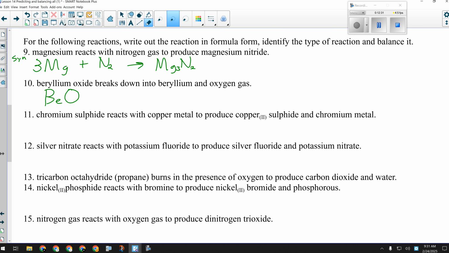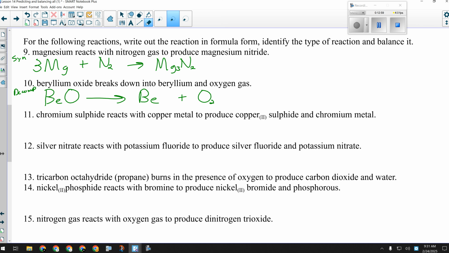Okay, and it's breaking down into beryllium and oxygen. What do I have to remember about oxygen? Also a molecular element, comes as a 2 when it is by itself. So now I've got the reaction written out. What type is it? It's a decomposition, right?